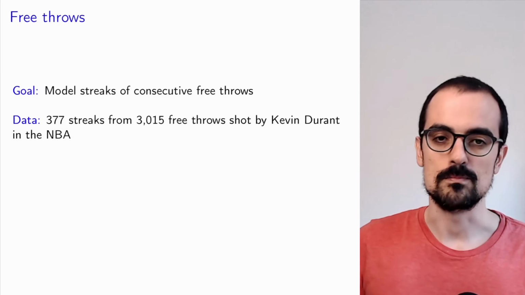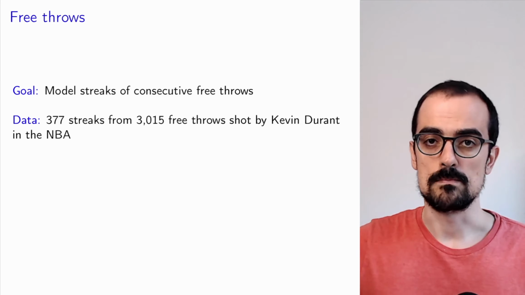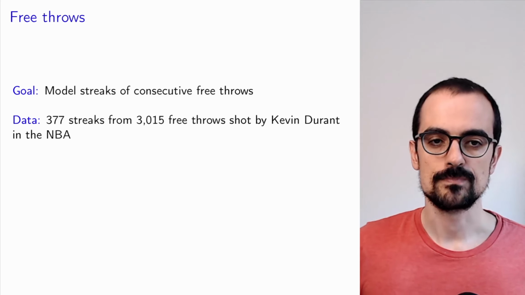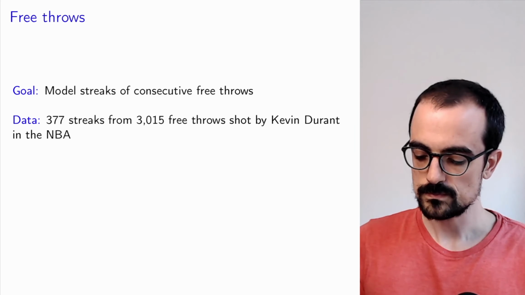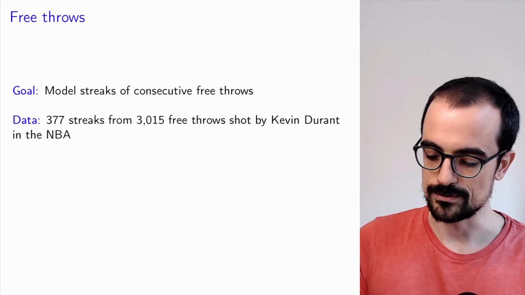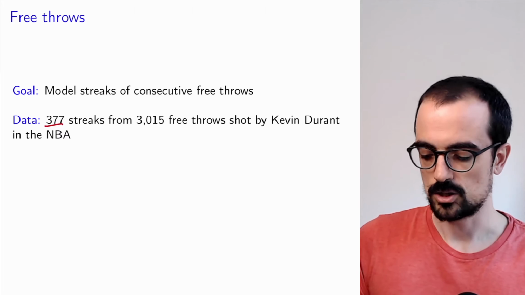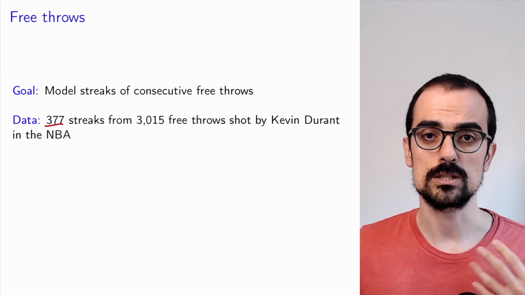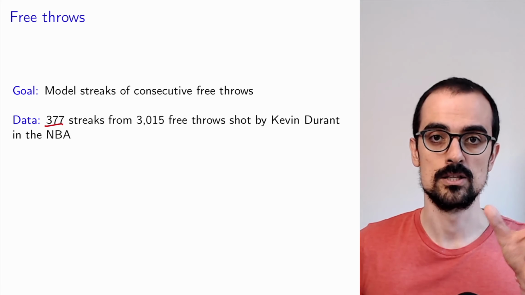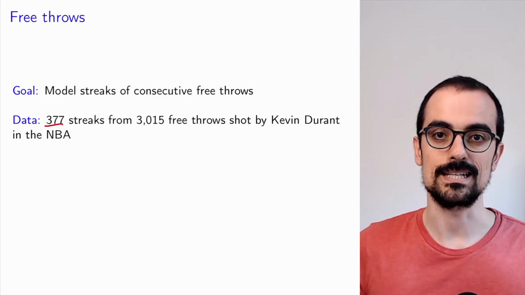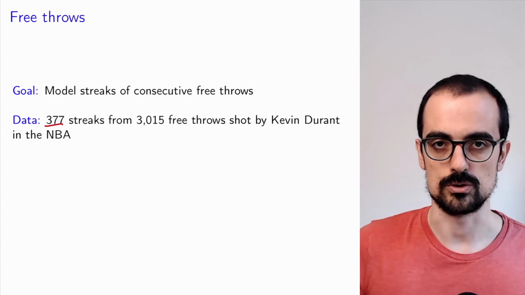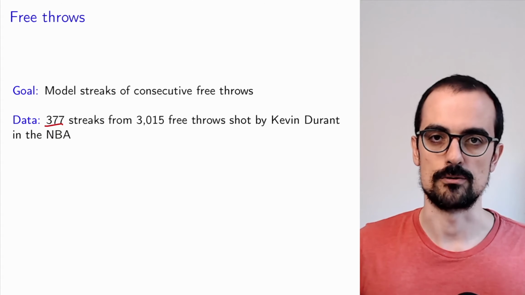Let's take a look at our motivating example where we were modeling the free throws shot by Kevin Durant in the NBA. We had this data set where we had the length of 377 streaks obtained from about 3,000 free throws. And what we wanted to do was to model the length of the streak. So we wanted to basically estimate what is the probability that Durant is going to make 10 free throws in a row or 15 free throws in a row.